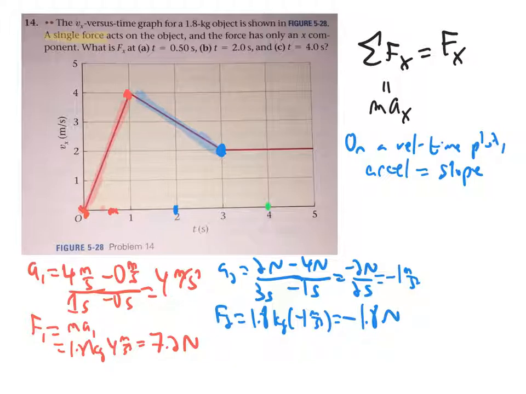And then for the last case, we're here, and I'm not going to do any calculations. I'm going to say, oh wait, clearly A3 is 0. The velocity is constant, so its slope is 0, so its acceleration is 0, and therefore F3 is also 0.